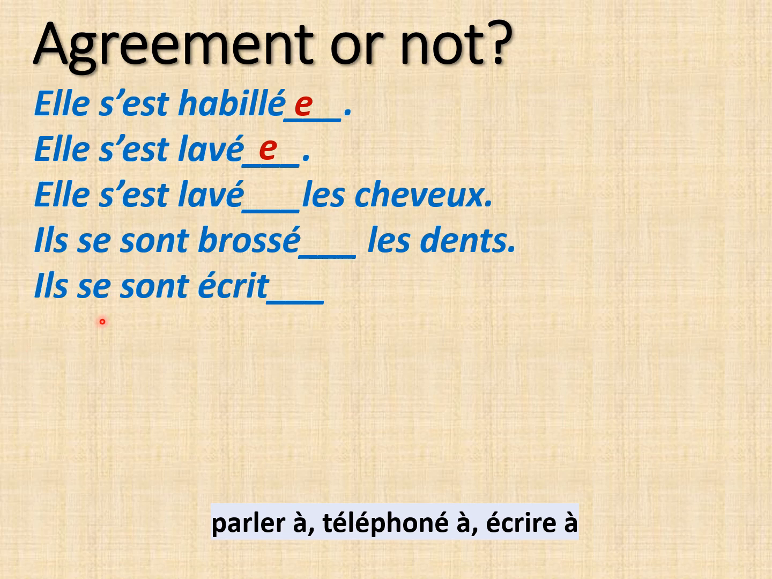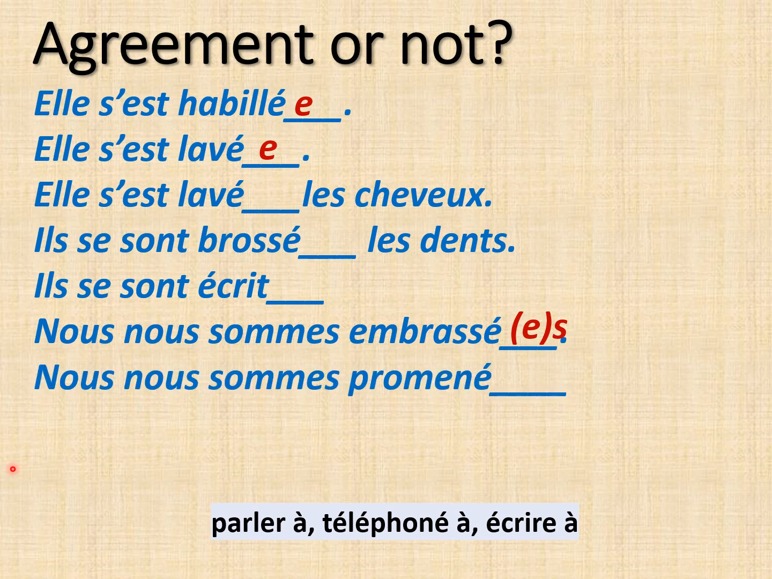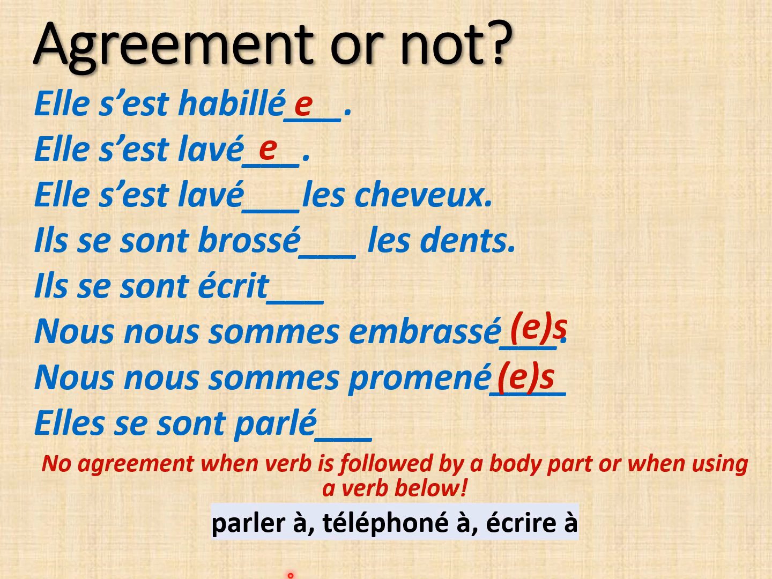Ils se sont écrits. They wrote to each other. It's one of the three verbs down here that takes an indirect object. So again, no agreement here. Nous nous sommes embrassés. We kissed. Absolutely an s and possibly even an e if all the parties here are feminine. Nous nous sommes promenés. Same thing. E possibly and s for sure. How about this? Elles se sont parlé. Parler is one of these verbs down here. So yes, no agreement there.